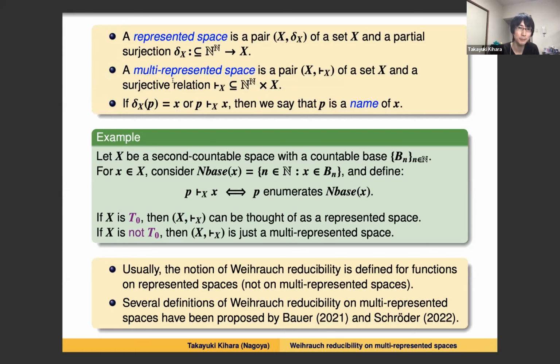But in the case of a multi-represented space, one name can represent many points. So one p can name many x. The idea is almost the same. In the case of a represented space, one name can only represent one object, and a single name indicates a single point. But in the case of a multi-represented space, a single name may indicate many points.